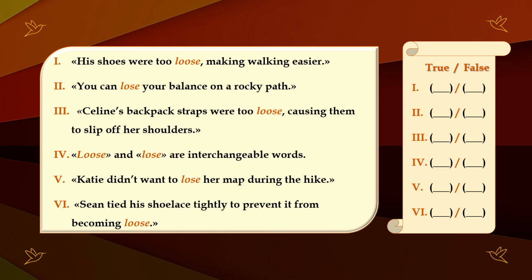Answer each true or false question based on the meanings and examples you reviewed. This will help reinforce your understanding of each form and its correct usage. 1. His shoes were too loose, making walking easier. 2. You can lose your balance on a rocky path. 3. Celine's backpack straps were too loose, causing them to slip off her shoulders.